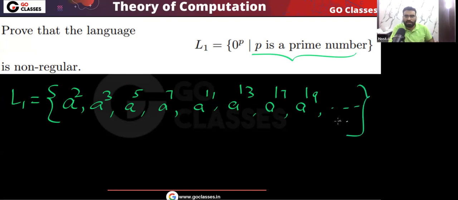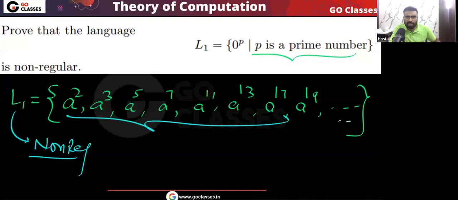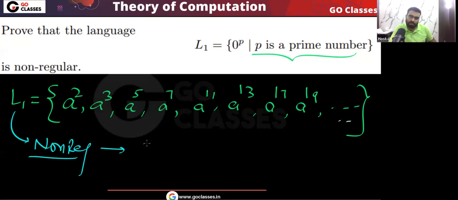Is this point clear? Now we have already seen that this language is non-regular. That is fine, because here you can easily see that we have no repeating pattern. There is arbitrary distance between consecutive prime numbers, and we need complex calculation to find the next prime number. So basically this is non-regular. But let's see the formal proof.